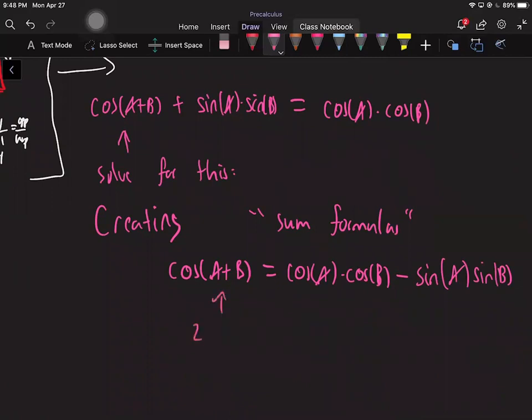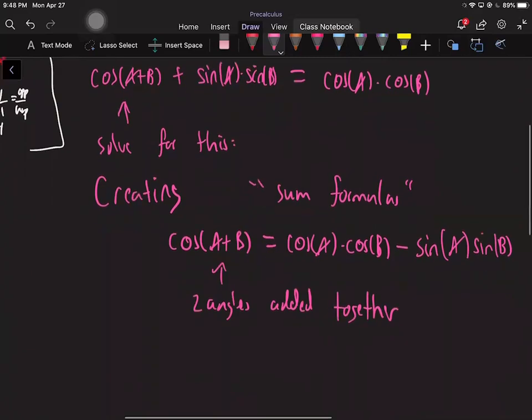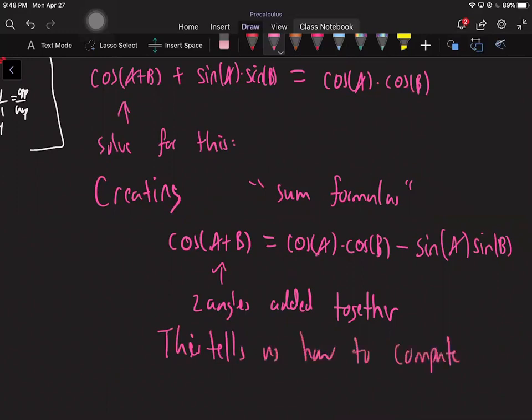So these are two angles added together, and this tells you how to break it apart and figure out cosine of that angle. Okay, so this only works if we know the smaller angles. The alpha and the beta angles.